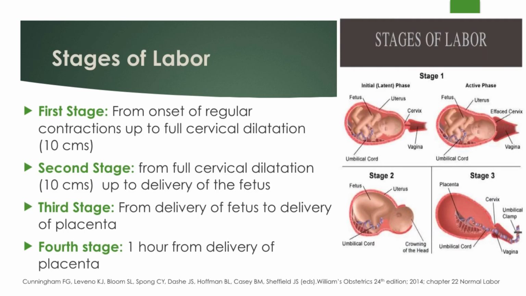So basically, we have 4 stages of labor. The first stage is from the onset of regular contractions up to full cervical dilatation, about 10 centimeters. The second stage is from full cervical dilatation up to the delivery of the fetus. The third stage is from the delivery of the fetus to the delivery of the placenta. And the fourth stage is 1 hour from the delivery of the placenta.